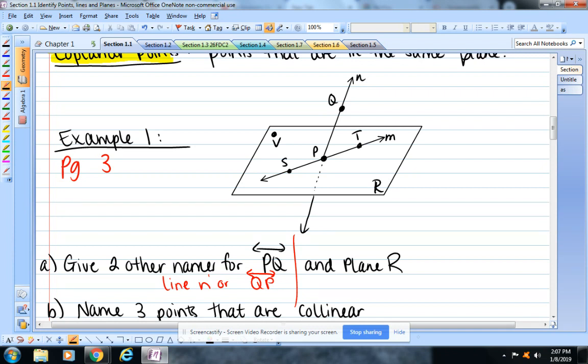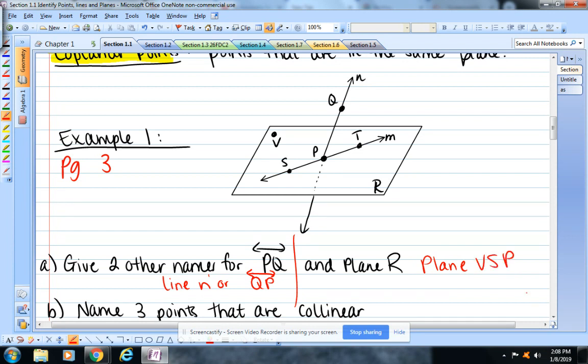So how else can we name a plane? How many points make a plane? 3 points that are in that plane. Okay? So instead of calling it plane R, somebody give me 3 points that are in plane R. Well, those are collinear. So I need 3 that are not all on the same line.